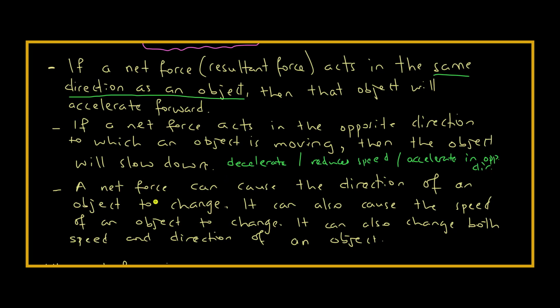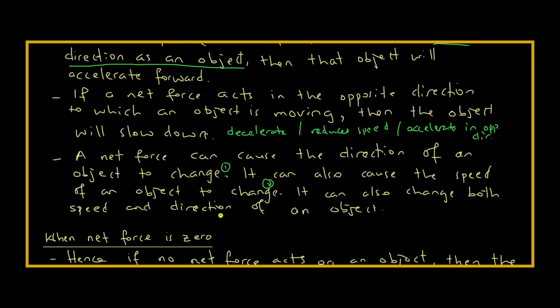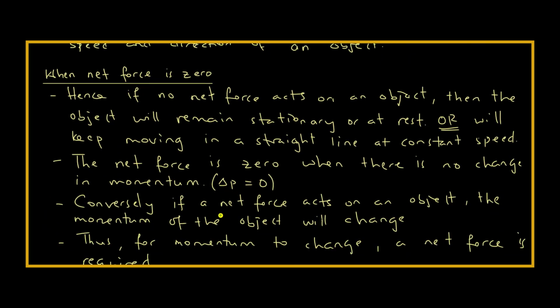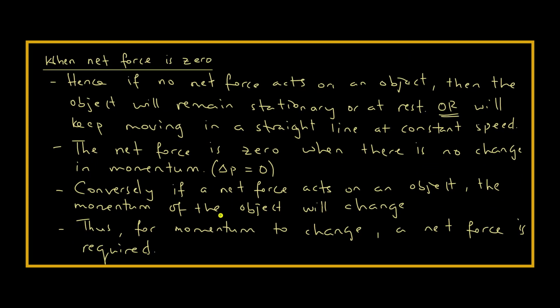Okay, so this is the conclusion. A net force can cause the direction of an object to change. Number one, it can cause the speed of an object to increase. Number two, or decrease. Or it can cause both the speed and the direction of the object to change. So either way, the momentum of an object will change. If a net force is acting on an object, the momentum of that object will change, and the momentum of an object can only change if there's a net force acting on that particular object.